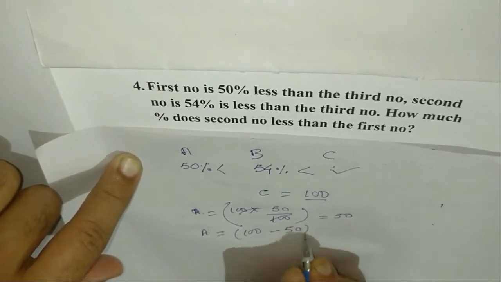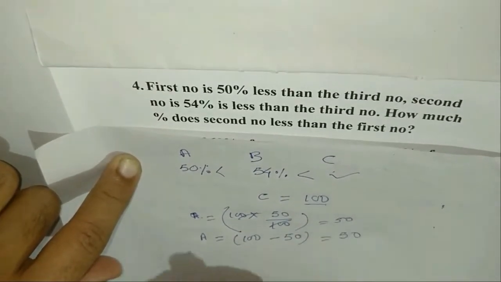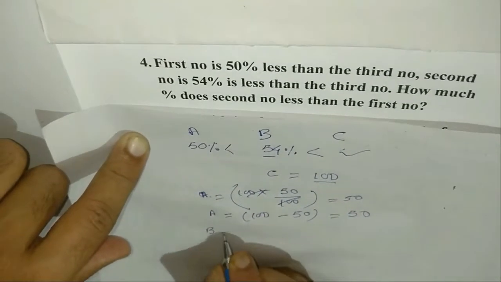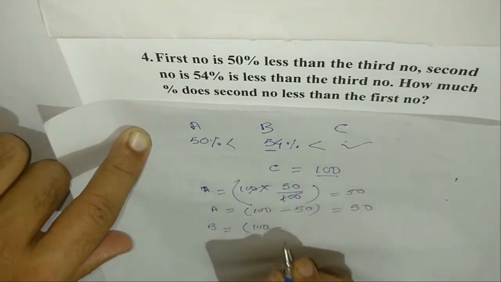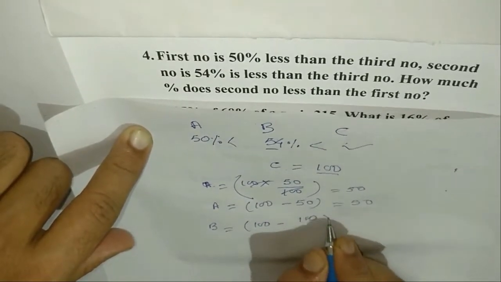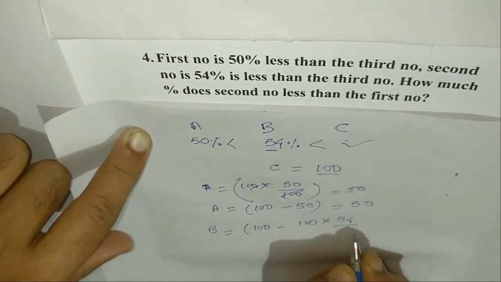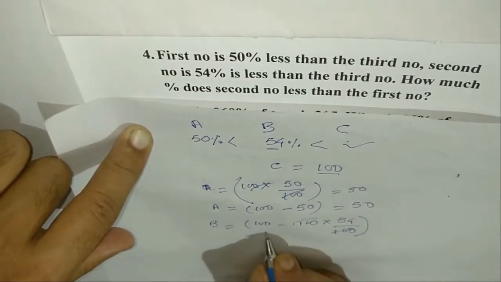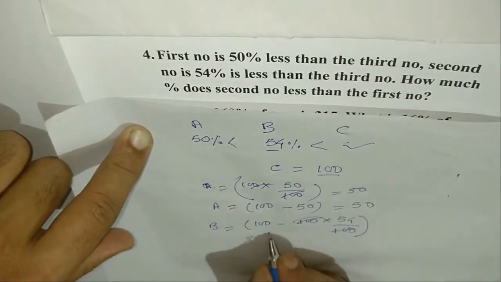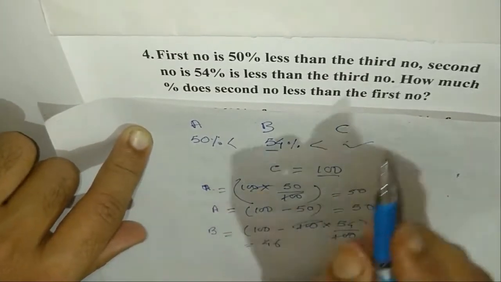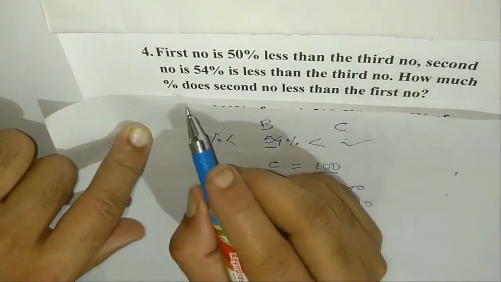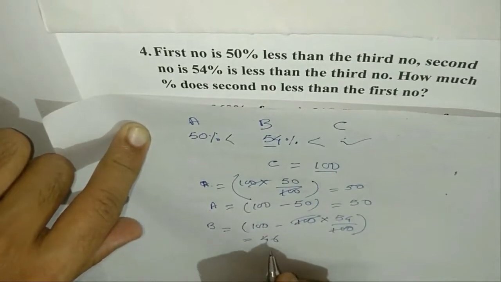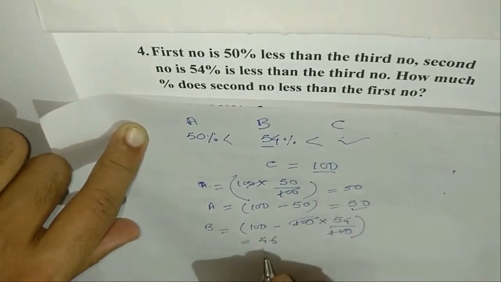If we calculate this, we will get 50. So what's the value of A? A is equal to 100 minus 50, which is 50, because C's value is 100. Now if we calculate B's value similarly, C is 100 minus 54% less, so 100 into 54 by 100, we are subtracting it from C. If we calculate this equation, 100 minus 54 is equal to 46.